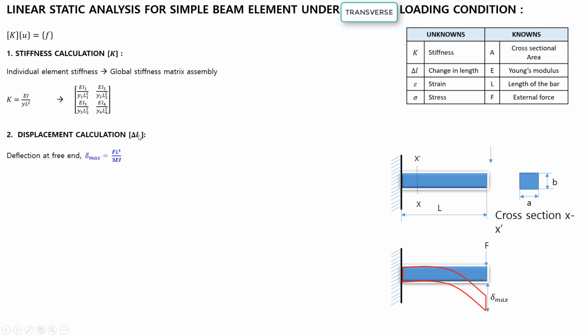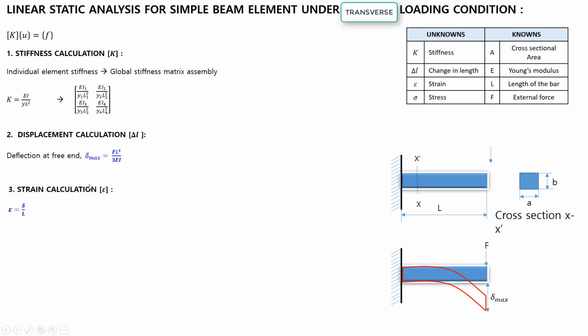Our second step is to calculate the displacement value. For the transverse load, the displacement formula is equal to FL cube by 3EI. F is our applied force, L is the length of the beam, and E is Young's modulus, which comes from the material input. I is a sectional property, which will be automatically calculated by the software.